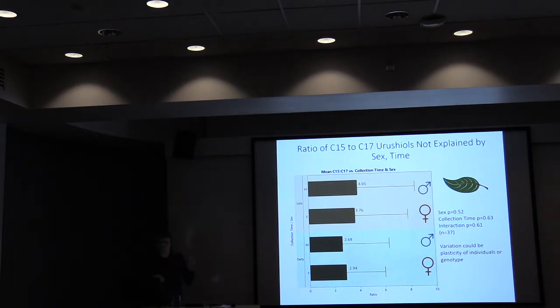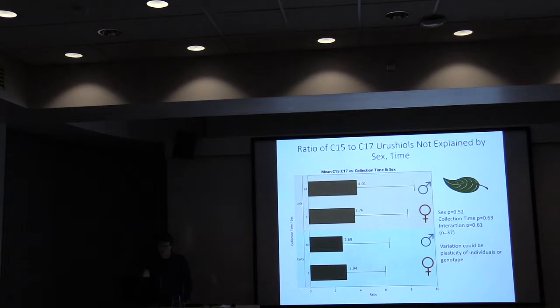It could be that those plants have some sort of environmental cue, perhaps, that drives the production of C17s to be higher than C15s, or it could just be the genotype of the individual. To parse that out, we would need to do some more studies, but at any rate, it was still interesting that we found any individuals that had higher C17 than C15 urushiols.